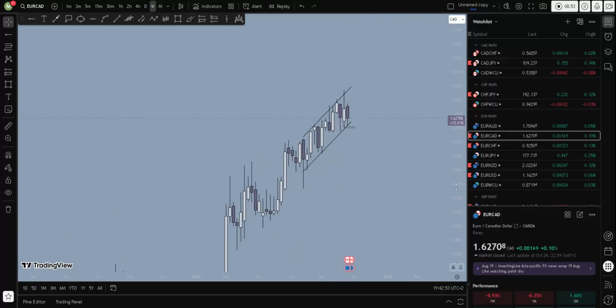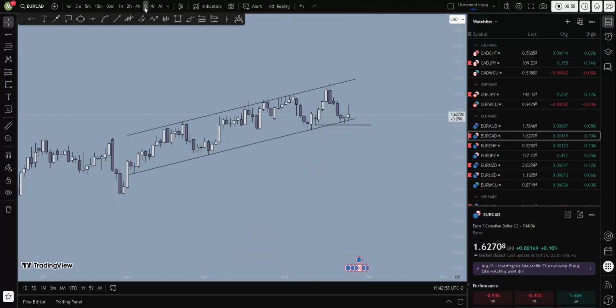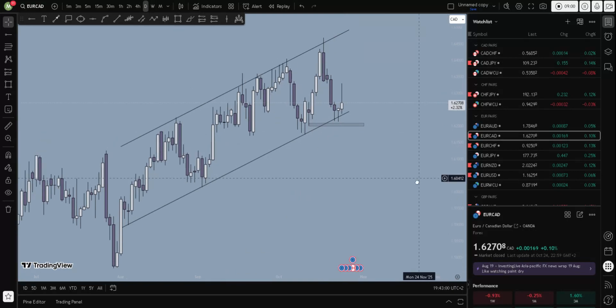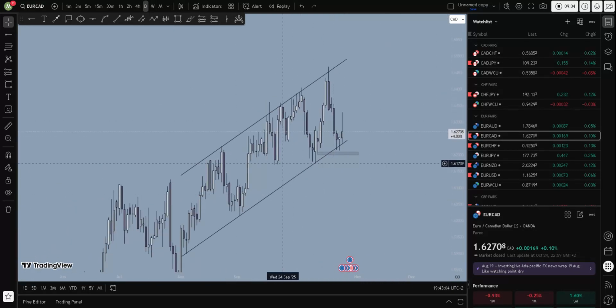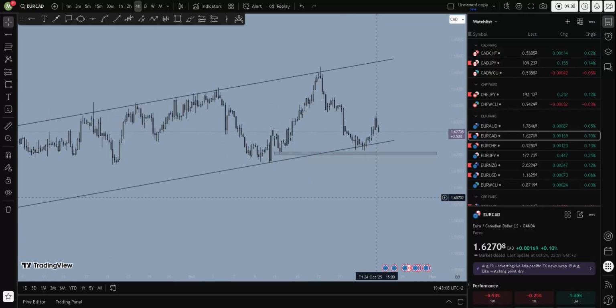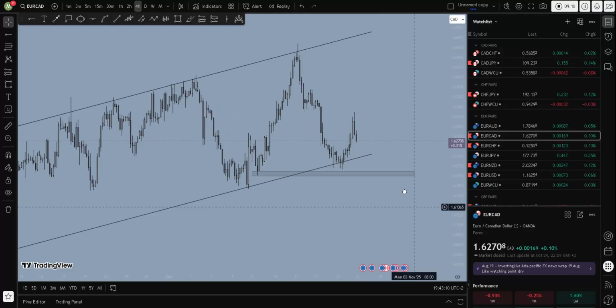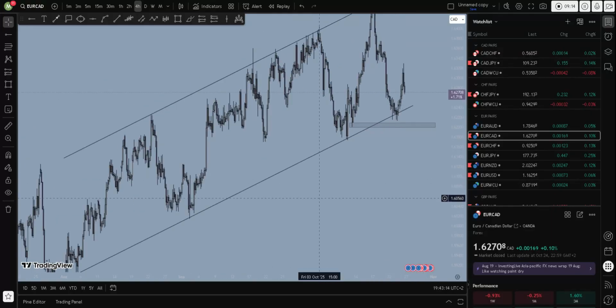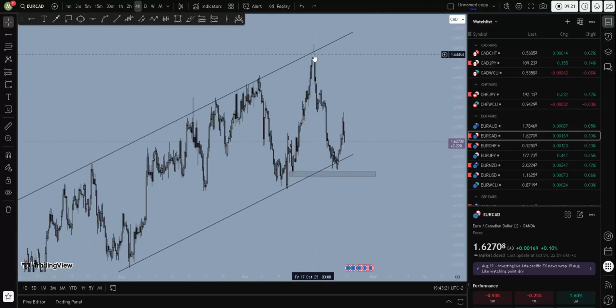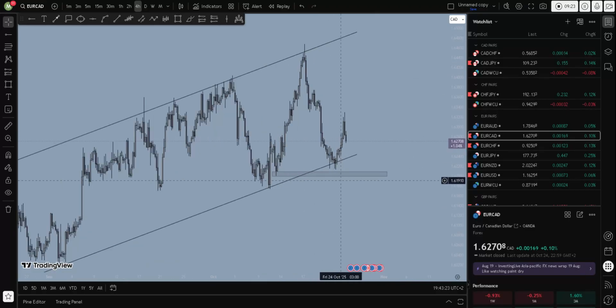Okay, what we have here is Euro Canadian dollar. Obviously very bullish. We are moving in an ascending channel. This chart is giving big pushes and big pullbacks. Right? Here's a big push, big pullback.